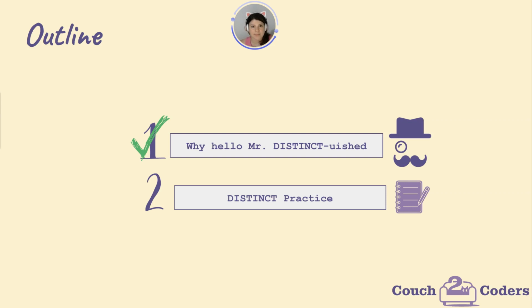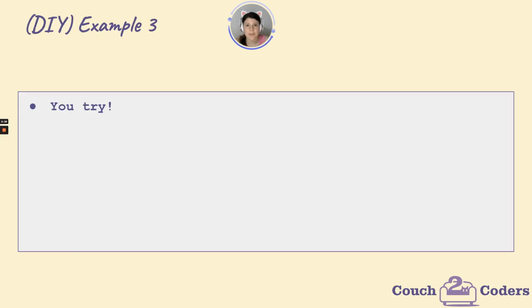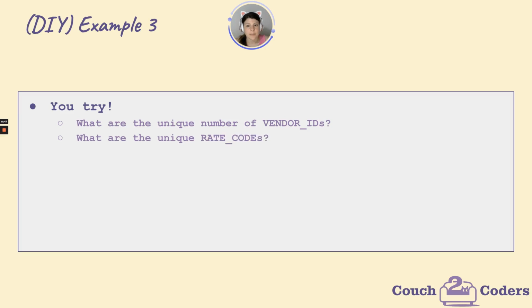Let's get started. This example is broken up into 3 parts. Part A, what are the unique number of vendor IDs? Part B, what are the unique rate codes? And Part C combines both of these together. Find the unique combinations of vendor ID and rate code.